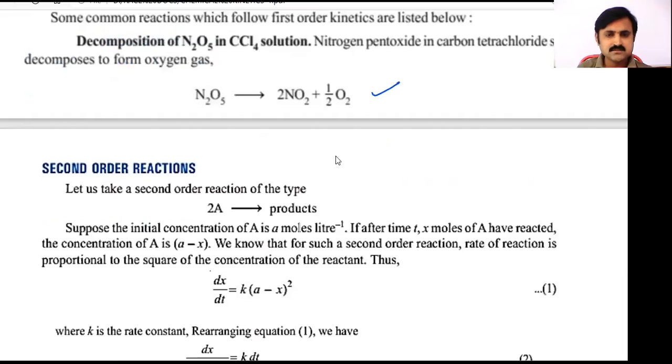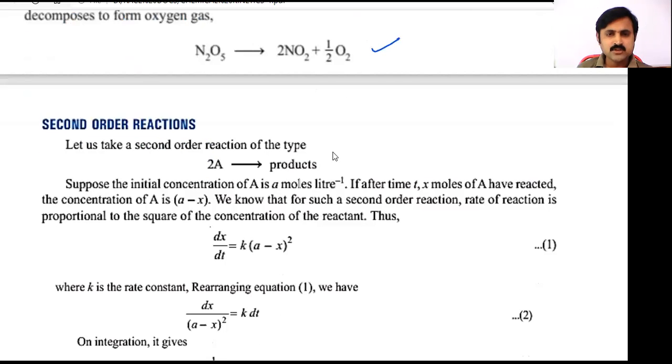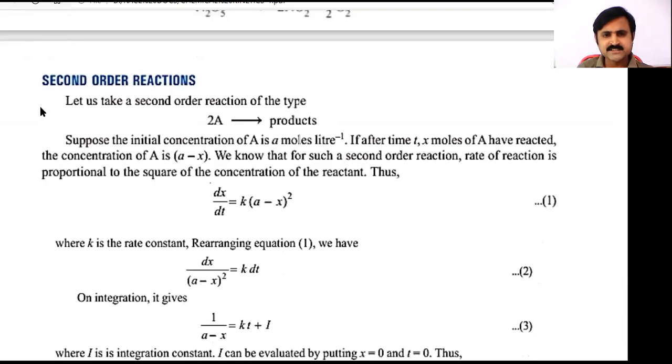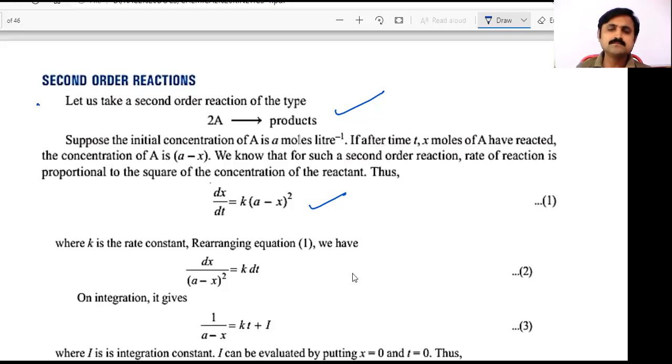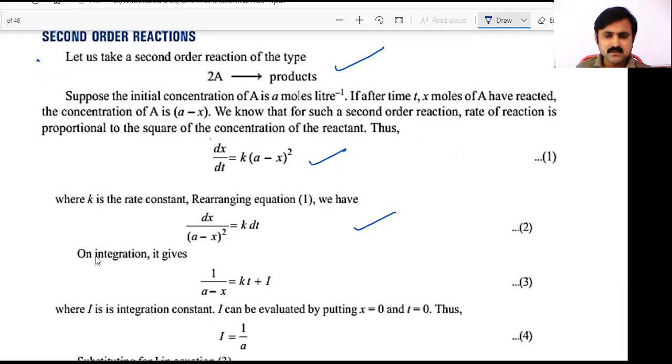Second order reactions. Let us move to the next one. For second order reactions, we have 2A gives two products. After that, dx by dt came to a minus x whole power 2. Separating the variables, we got this second expression, and integration gives 1 by a minus x equal to kt plus I. We got I as the integral constant.